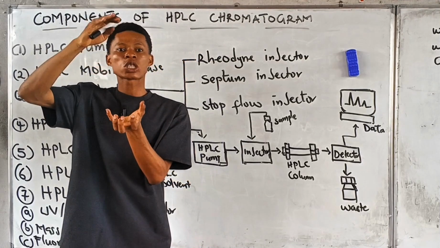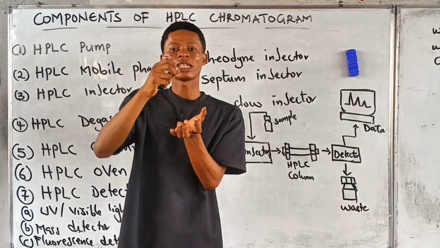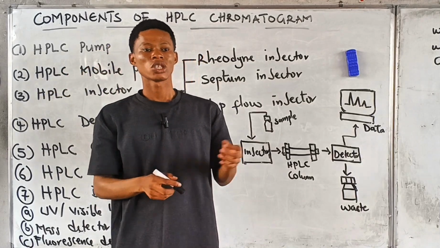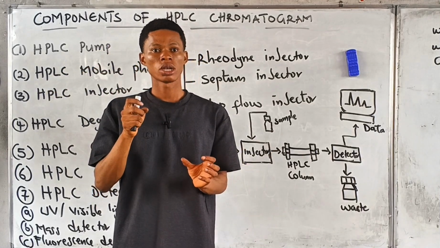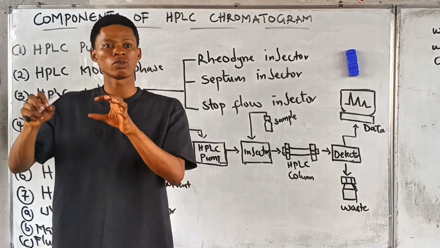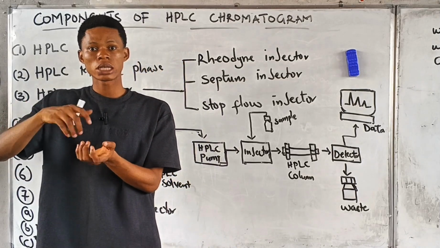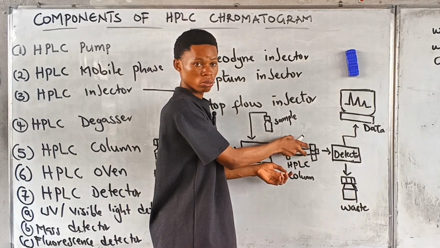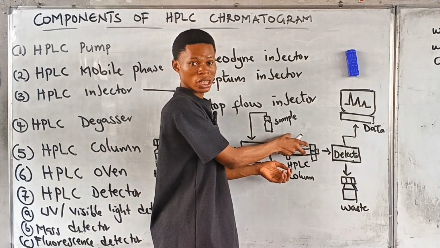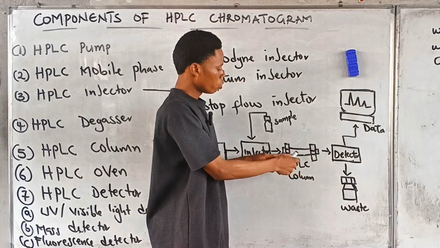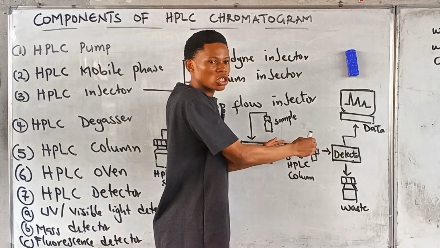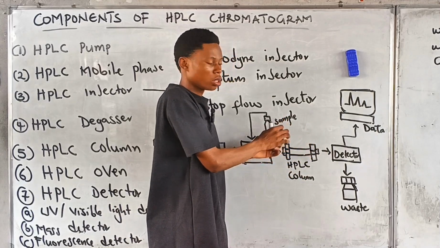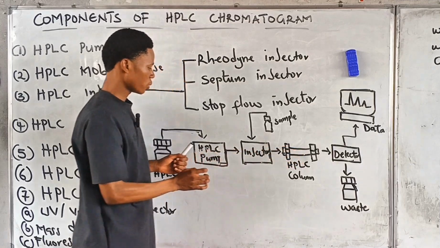And it is packed with silica gel to create that stationary phase, because you know that separation is done by interaction of the components of the sample with the stationary phase, right? Now, the column here has a stationary phase, is it not? Here you pack this stationary phase with silica gel. So these are the stationary phase.